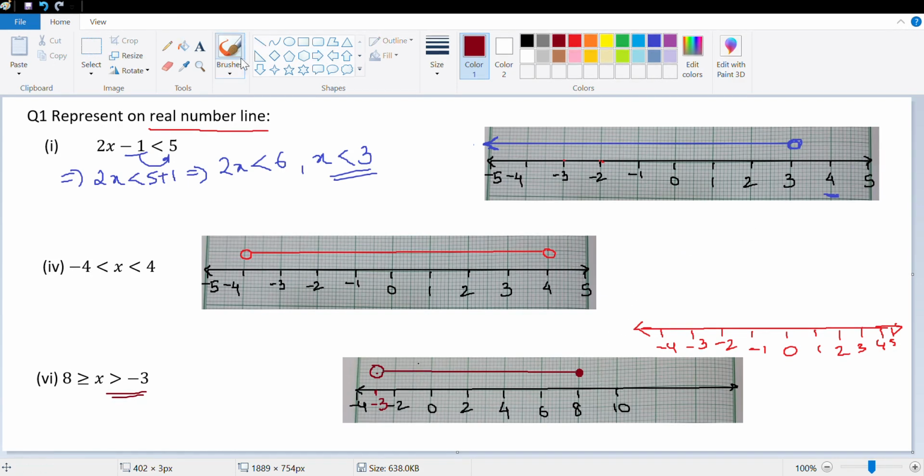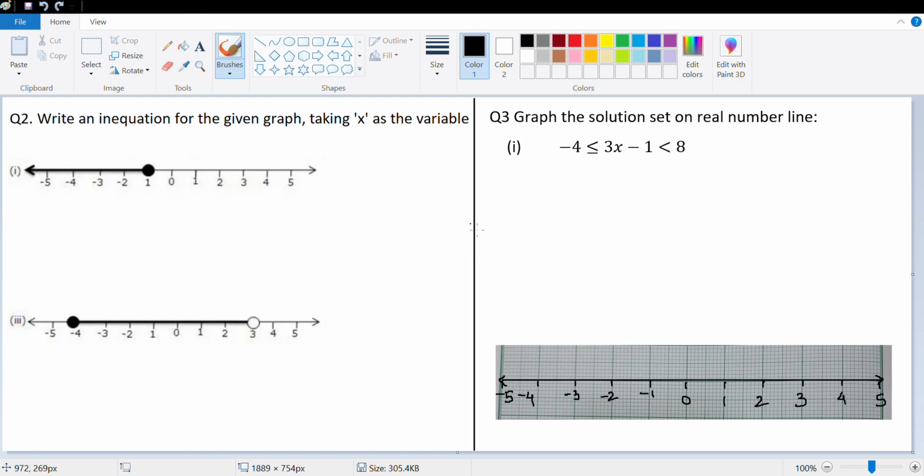Again, please note that I have one number before the solution set and at least one number after the solution set. Let's look at the next question. The next question that we do is question number 2. It says, write an equation for the given graph taking x as the variable.